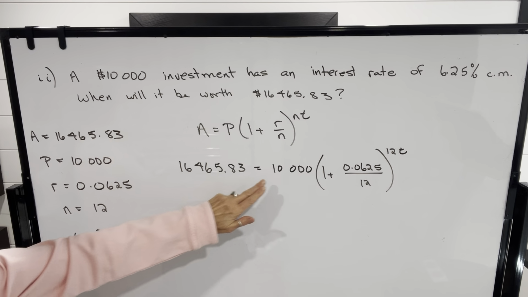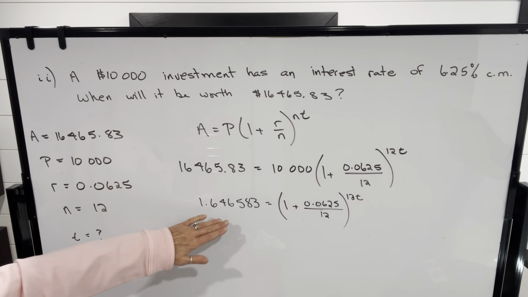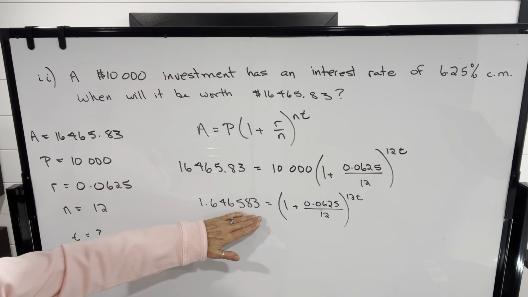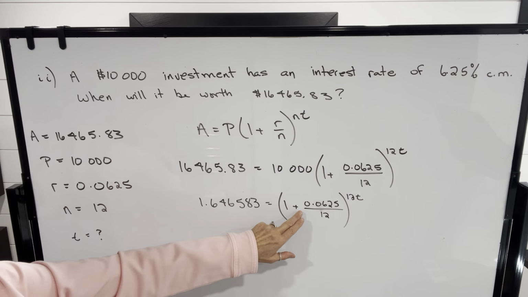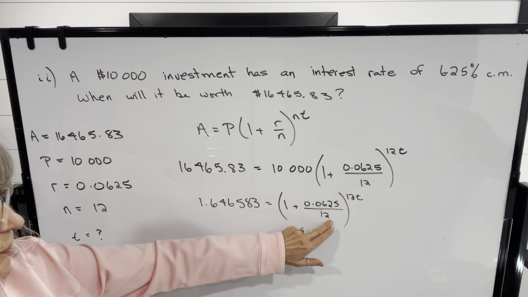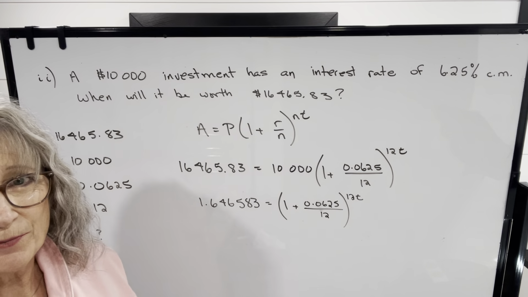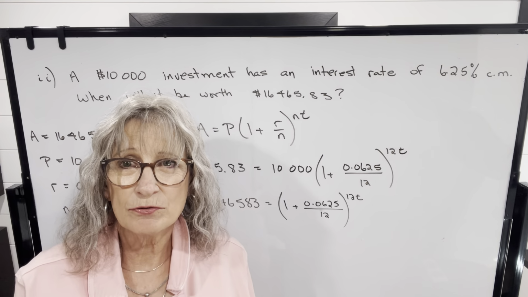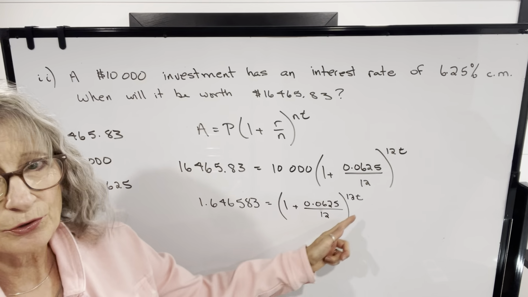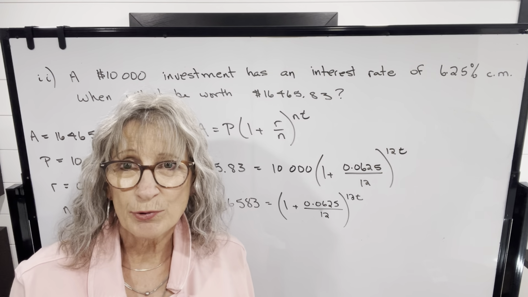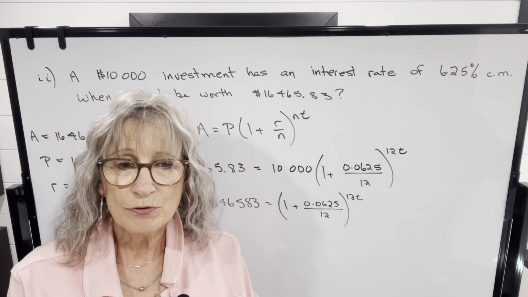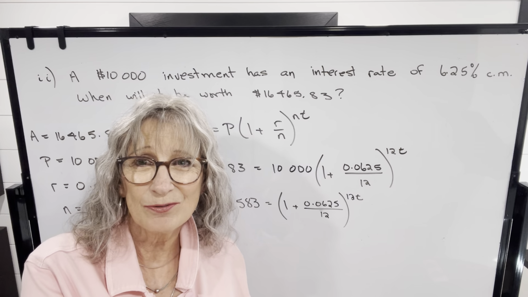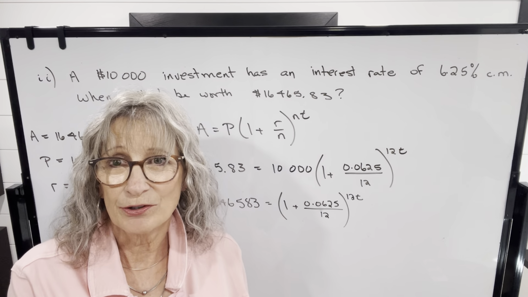First step, let's divide both sides by 10,000, and we get 1.646583 equals 1 plus 0.0625 over 12, all raised to the power of 12t. Now I want to keep this value exact, so what I recommend that you do is find this value and store it in the memory on your calculator. If you use a rounded off value that you write down, you're going to have rounding error in your answer.